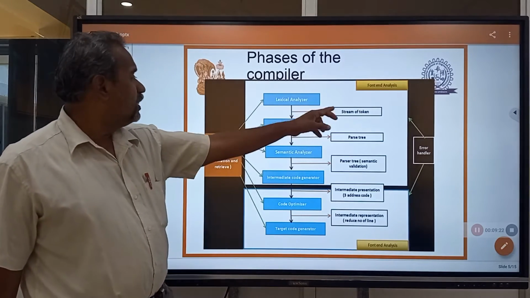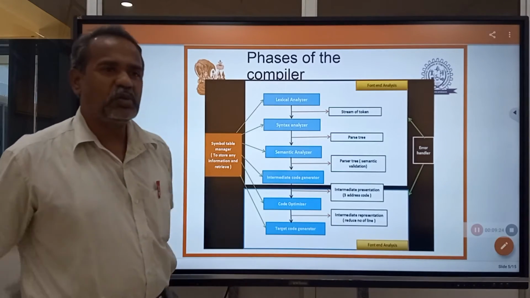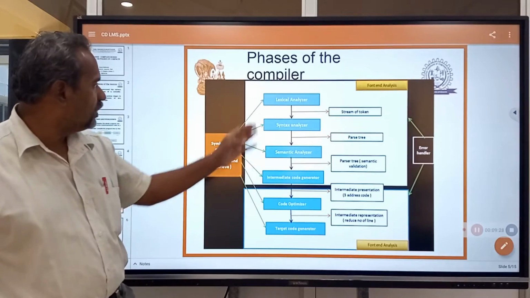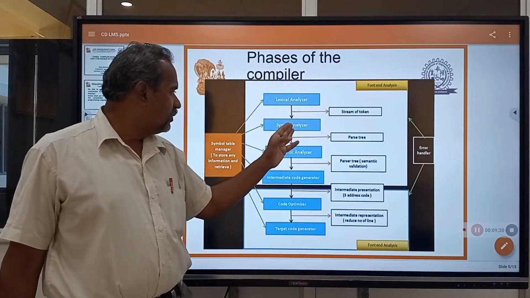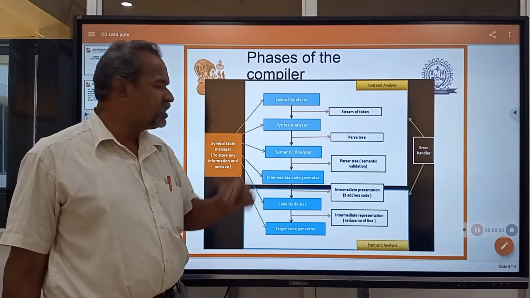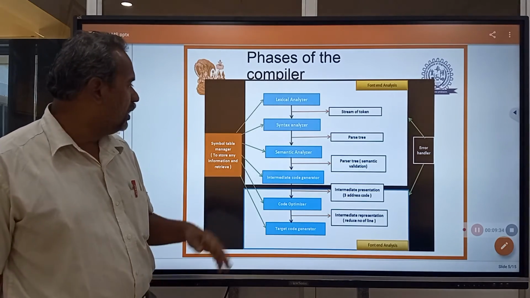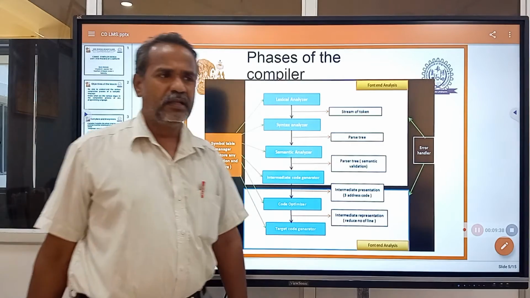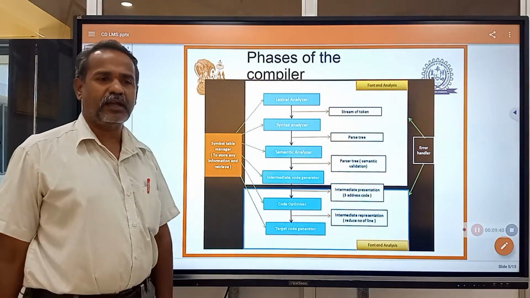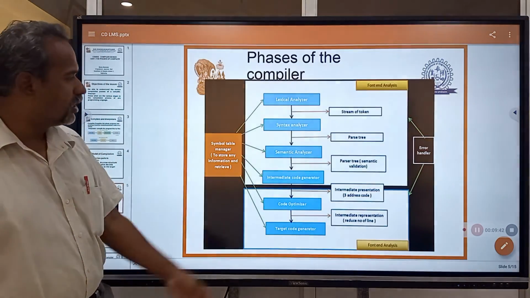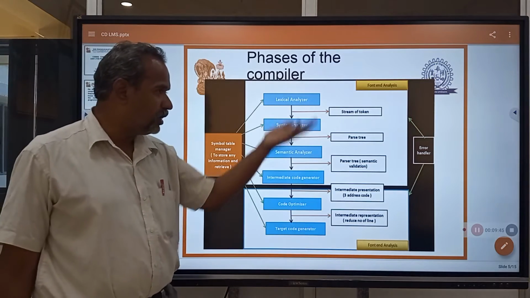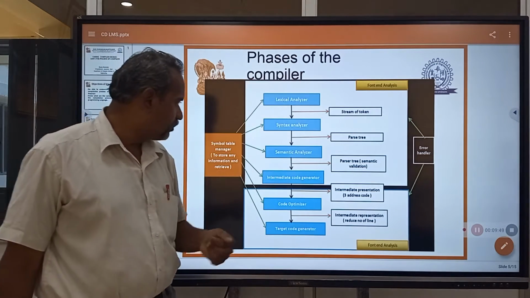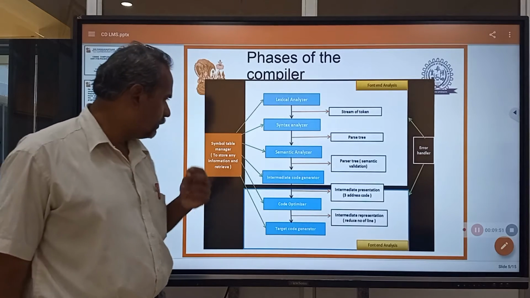When the tokens are given as input to the syntax analyzer, the tokens from the lexical analyzer are passed to the syntax analyzer module, and the syntax analyzer module will generate a parser tree. The parser tree can be generated either in a top down approach or a bottom up approach, that is, bottom to top or top to bottom. Now the parser tree is generated.